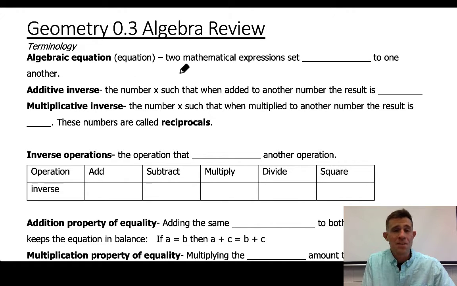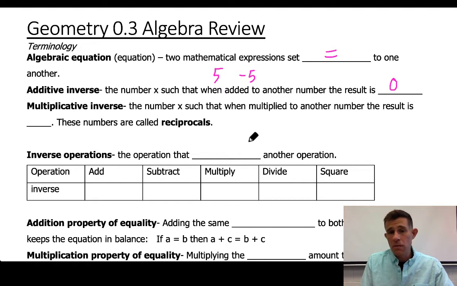An algebraic equation is simply two mathematical expressions that are set equal to each other. In other words, there's going to be an equal sign in that algebraic sentence. The additive inverse is the number x such that when you add it to another number, the result is 0. So for example, the additive inverse of positive 5 is simply negative 5, because when I combine 5 and negative 5, my result is 0.